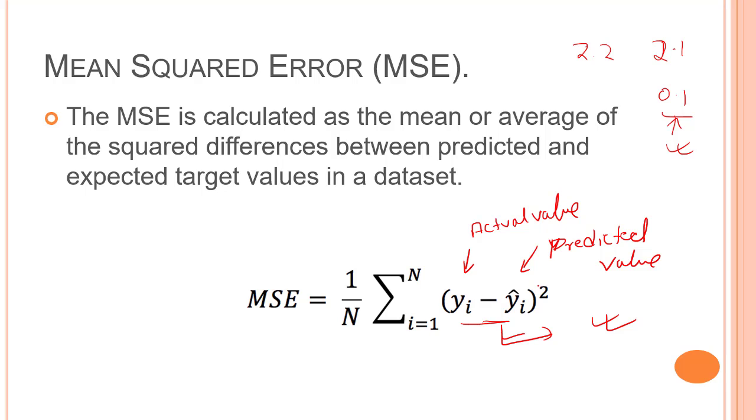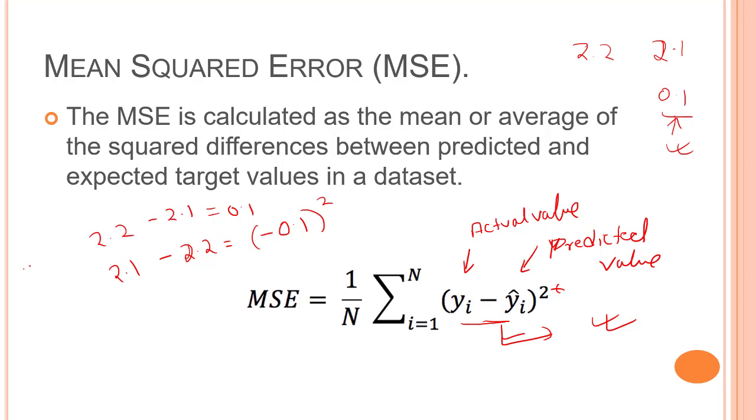The difference between these two values is squared, which has the effect of removing the sign from the error value. We have already seen the difference between 2.2 and 2.1, which is 0.1. But let's say we have just the opposite: the actual value is 2.1 and our model is predicting 2.2. So the difference comes to minus 0.1. For this negative sign to become positive, we put in a square. That is where we have this square notation over here. And then we do the same thing for each and every value in the data set.